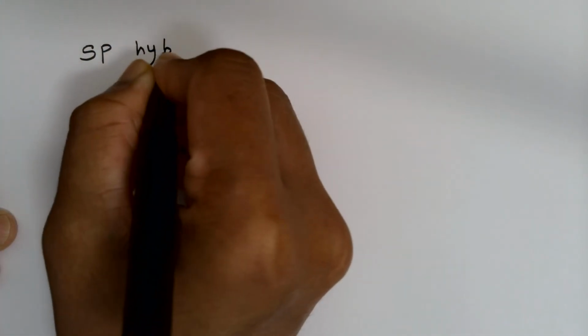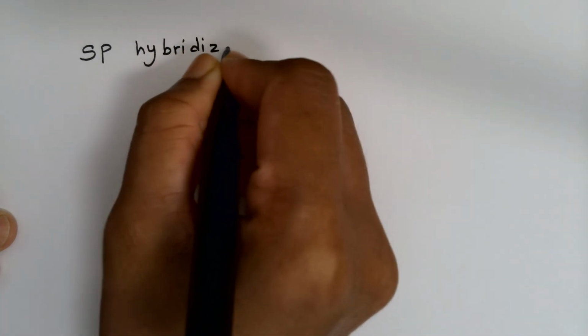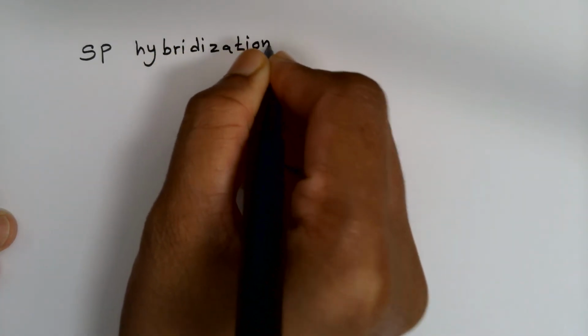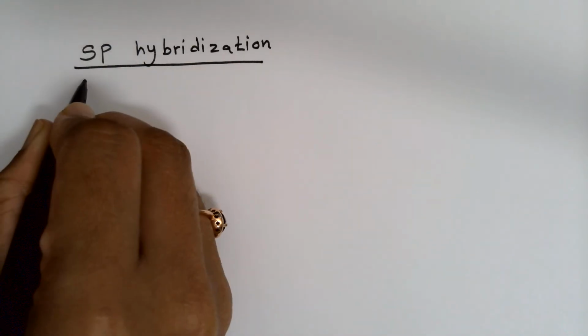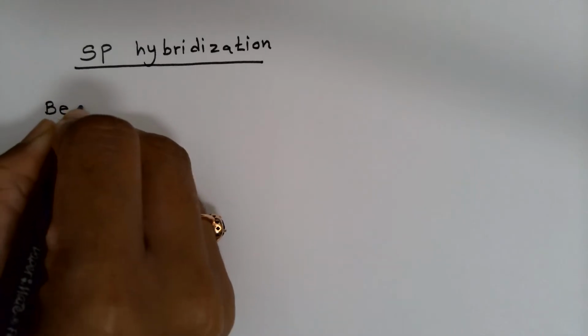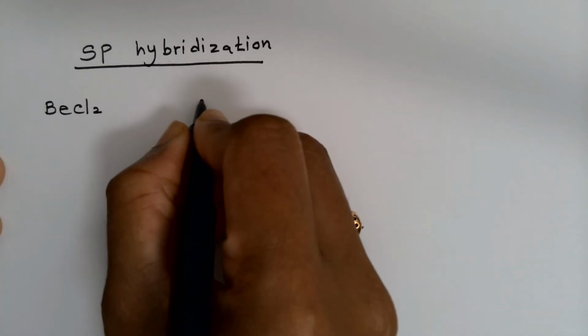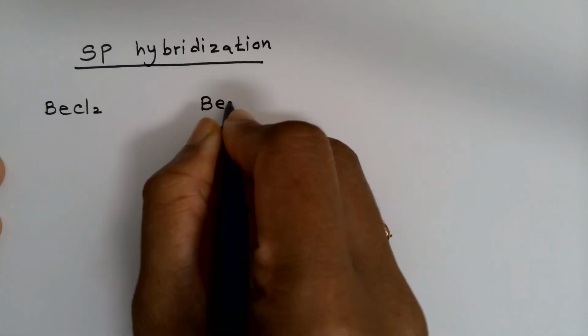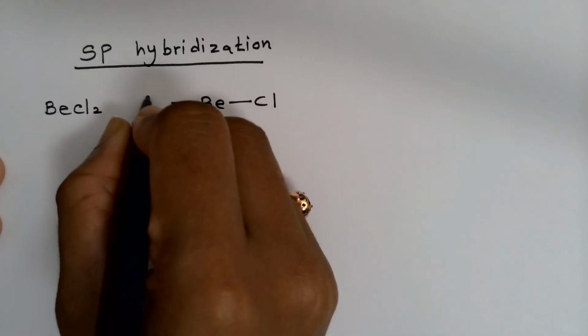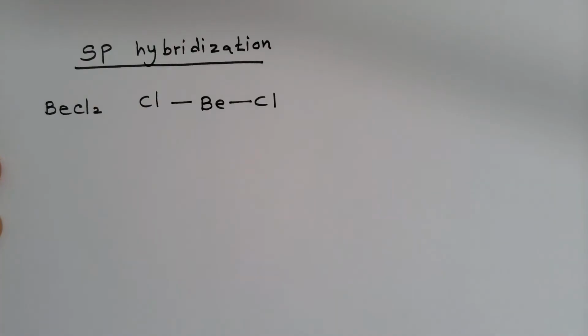Let's talk about sp hybridization first. In sp hybridization, the spherical s and dumbbell shaped p orbital mix to form 2 sp hybridized orbitals. Example, let's pick BeCl2, beryllium chloride. BeCl2 is a linear molecule. If you draw a Lewis structure, it looks like this. Be has 2 Be-Cl bonds. Be is the central atom.